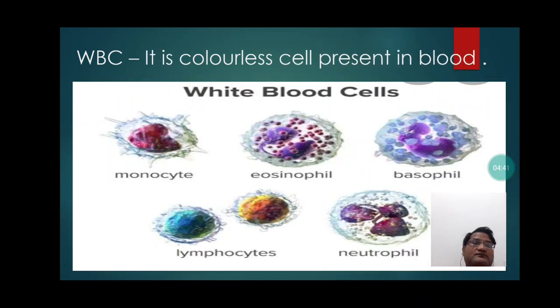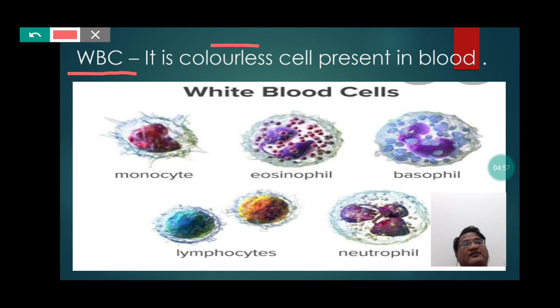WBC is a colorless cell present in blood. So students, the full form of WBC is white blood cell, and it is called white blood cell because there is no presence of any specific pigment in the WBC, and that is why it is colorless. So students, we can say that in the WBC there is complete absence of hemoglobin, which we represent as Hb.